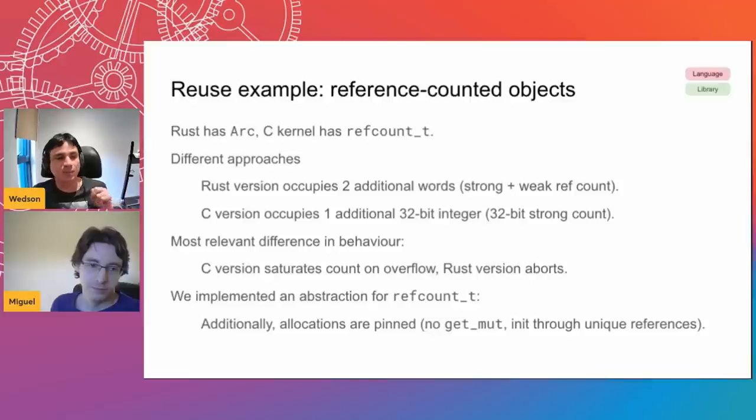We did that, and we made it look very much like Arc. And actually, to do that, we had to use some unstable features. So this is one thing that we'd like to see stabilized. If you want to split things into themes, the theme here is to let anyone who wants to replace Arc be able to replace it without having to use unstable features or compiler internal features. But anyway, since we were implementing a new version of that, we made some slight changes too. For example, we removed get_mut, which means that it's pinned automatically. So when you allocate some memory and it's ref-counted, it's pinned.